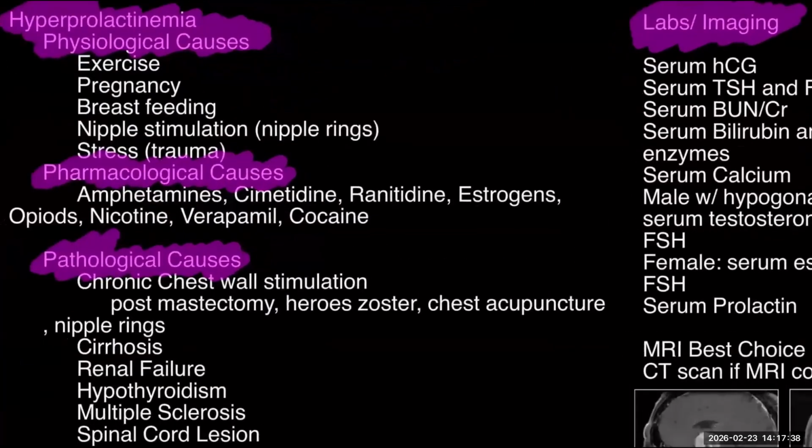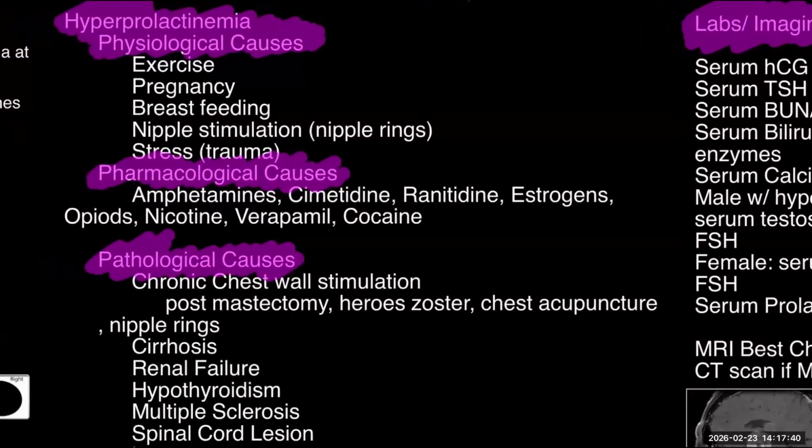There are 3 causes of ways to get hyperprolactinemia, high prolactin levels. There are physiologic causes: exercise, pregnancy, breastfeeding, nipple stimulation. So nipple piercings will constantly stimulate it. Stress and trauma will cause prolactin to go up.